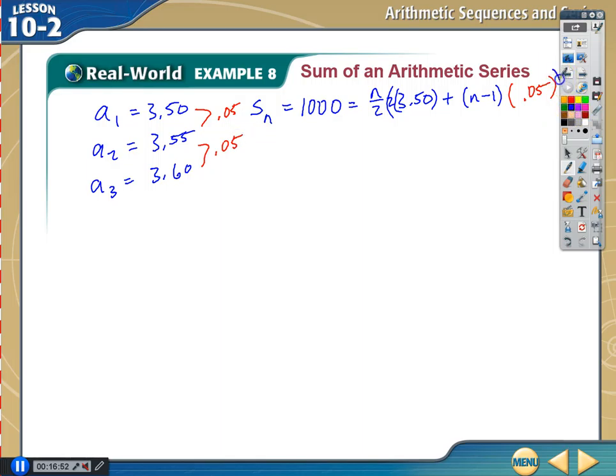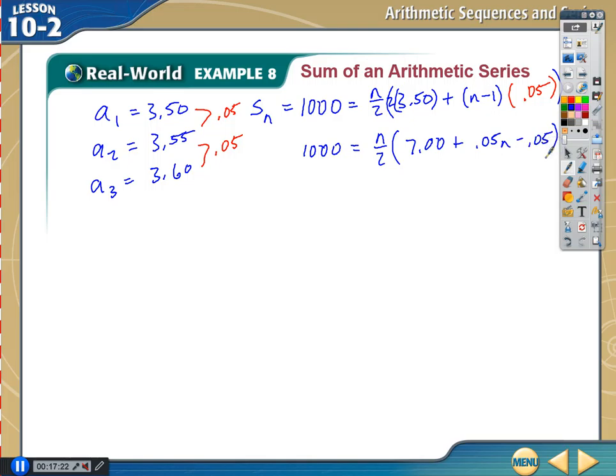And now I got to do algebra. And algebra is good for us. Algebra will pay off so much in college. All right, so here we go. The n over 2 is going to stay over there. I'm going to keep this as 1,000. Okay, n over 2 stays. I'm going to deal with the inside. 2 times 350 is 700. Plus, and I distribute this, 0.05 n minus 0.05. I can combine them like terms.